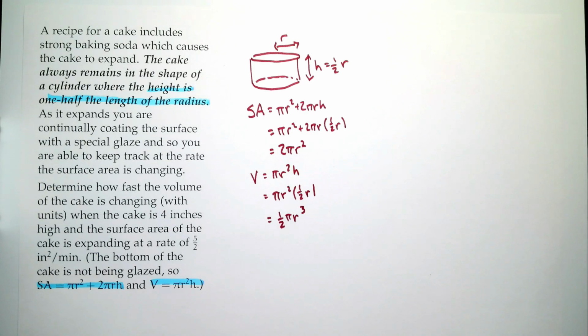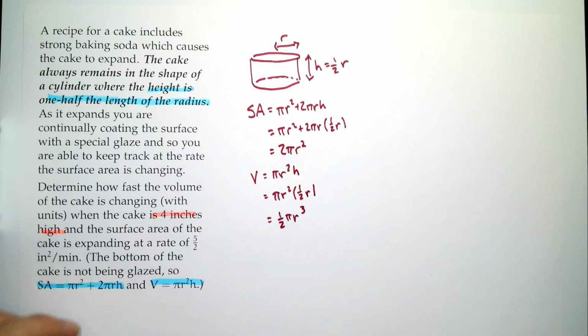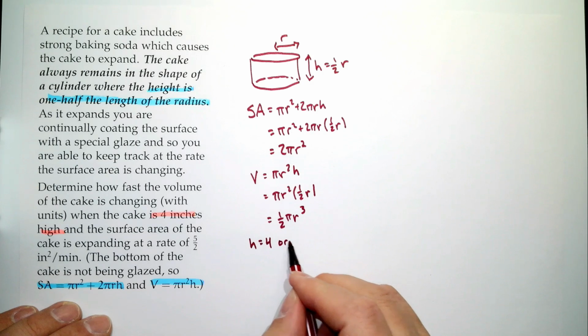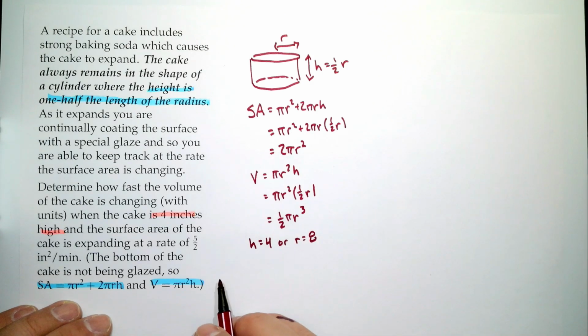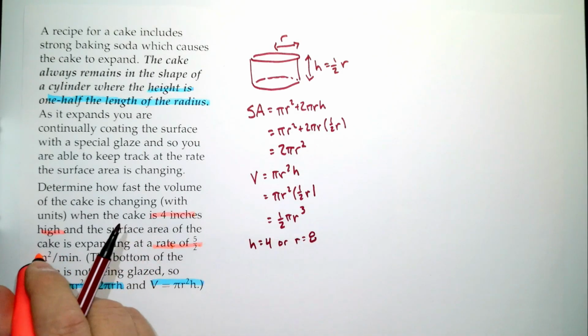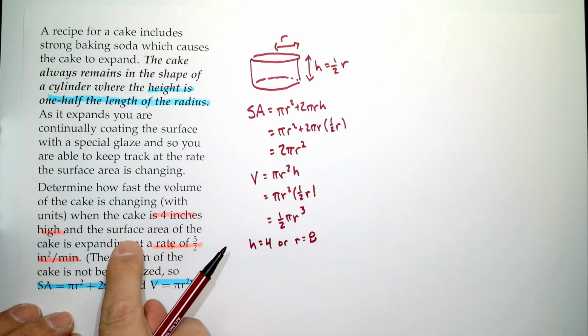So there are some other things that we're told. We have some things about the cake being 4 inches high. Oh, probably should have done everything in terms of h. That's okay. So if the cake is 4 inches high, that says height is 4 or r is 8. All right. And we have a rate. So whenever we see a rate, well, that means a derivative. So what derivative is this? Well, it's the surface area.